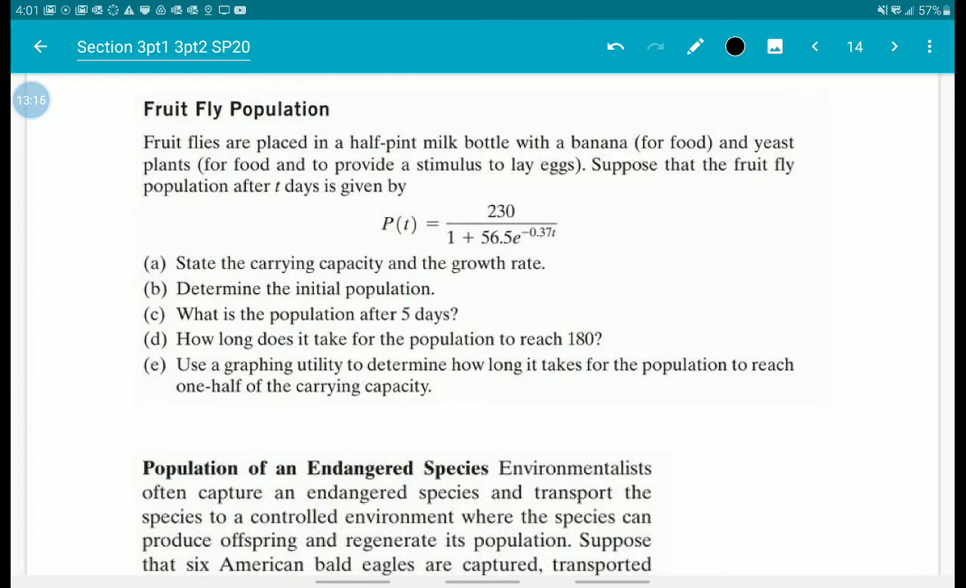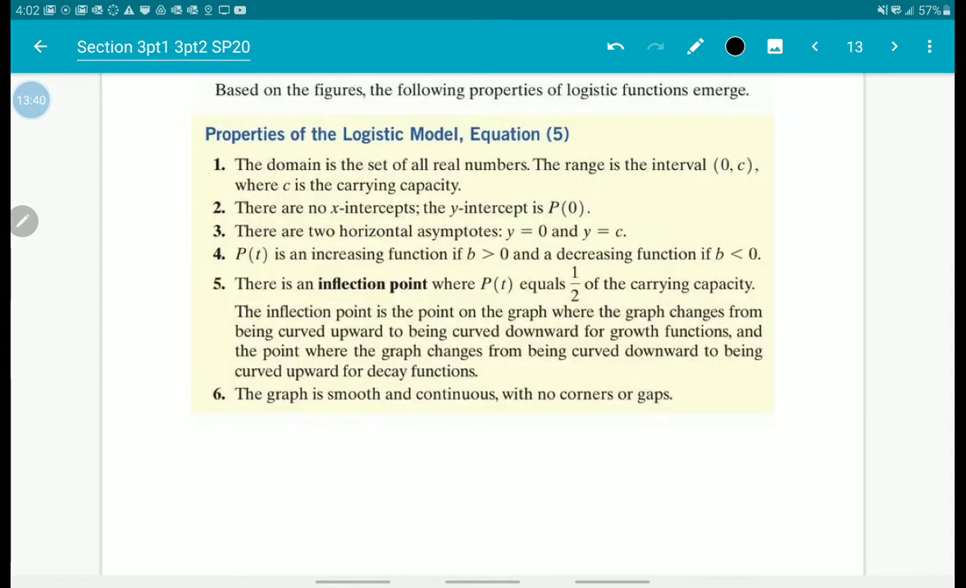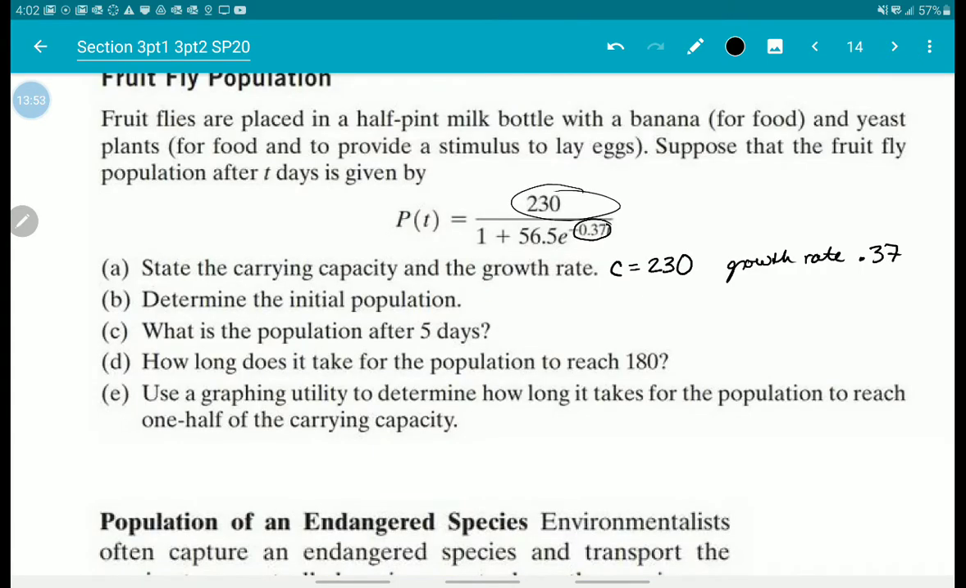First question is asking, what is the carrying capacity and what's the growth rate? So if we look at this, the carrying capacity is going to be 230. So I'm going to use C for carrying capacity. And then our growth rate is going to be that 0.37. So this one's growing. If you go back over here to look at that model, notice this exponent down here is going to be negative. As long as B is positive, it's always going to be a negative here, which means we have a growth. So we're increasing that population in this case.